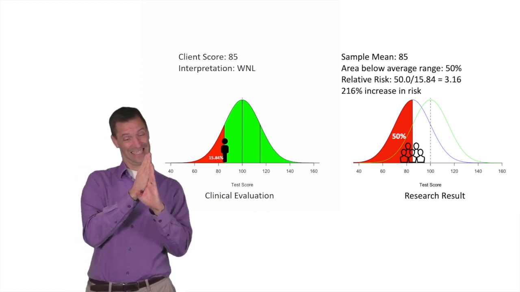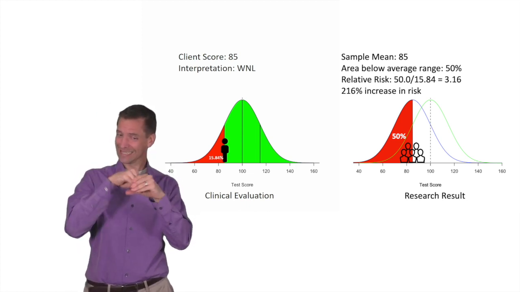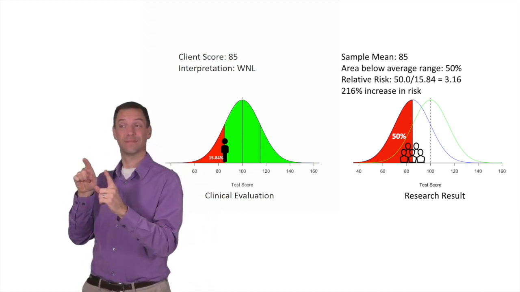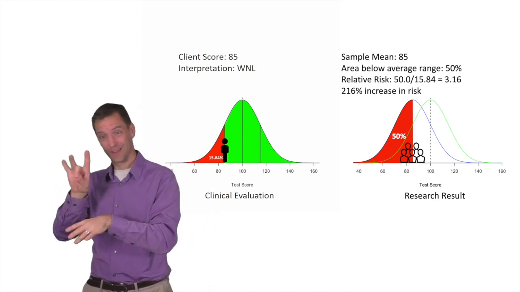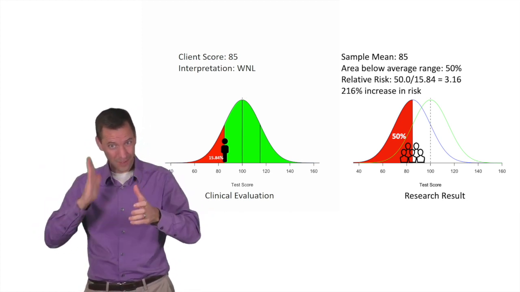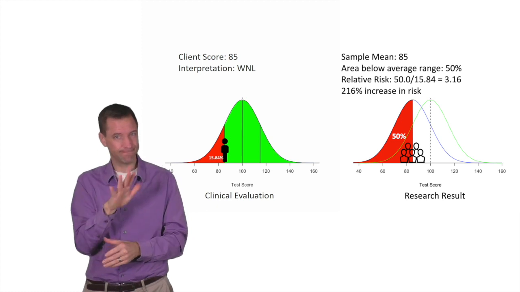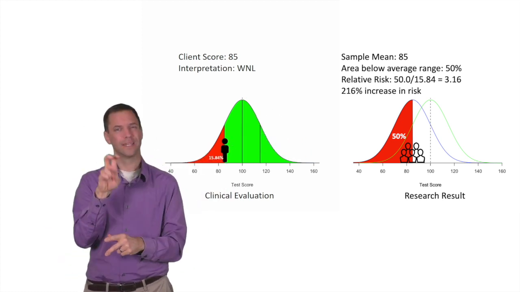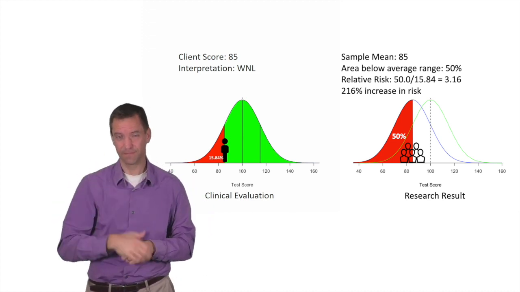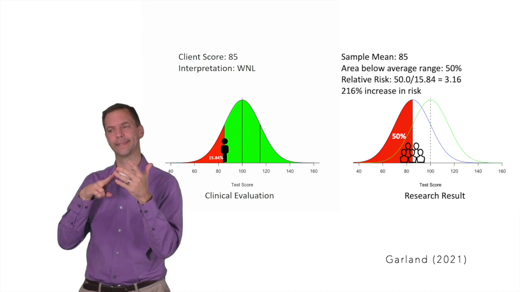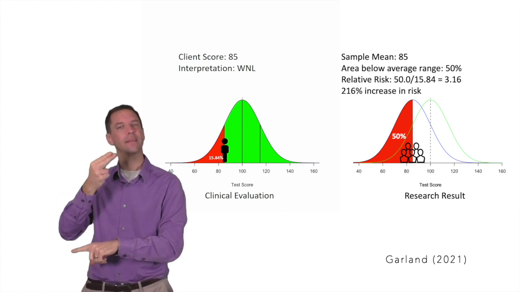Now the client's test score is an 85, which is right on the border, but technically still within the average range. And here we have a research study where the group average, the sample mean, is an 85. This implies that half of the population will fall into the red area. So this is more than 3 times the risk of typical development, or a 216% increase in risk.